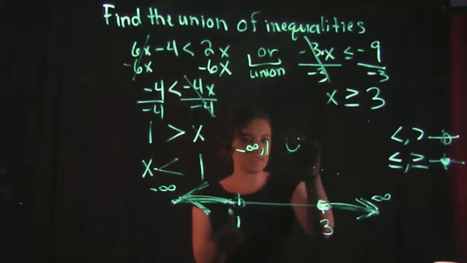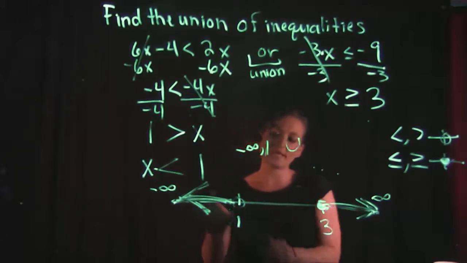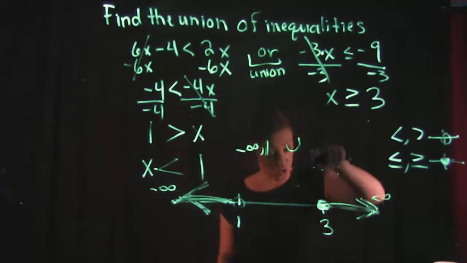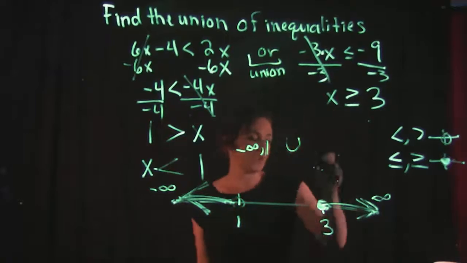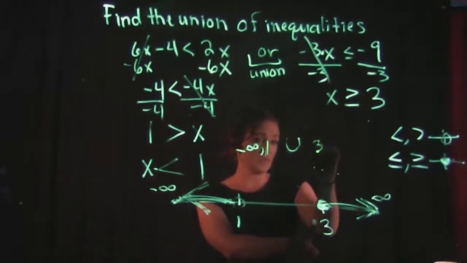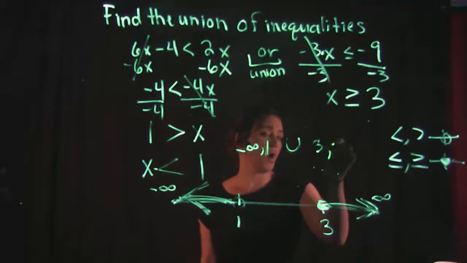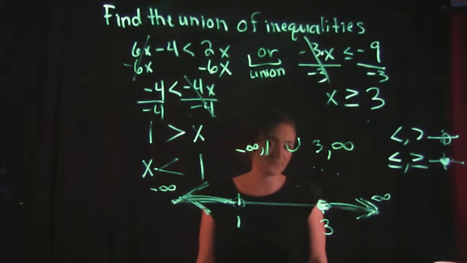Okay, then we're going to pick it back up. We have this space. So we're going to say, hey, this left side, we're going to unite it, that's with the U, with the right side. On the right side, it picks up at 3. And then it's going to go all the way to a positive infinity.